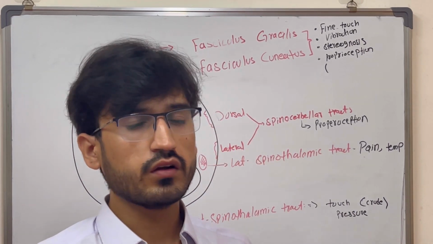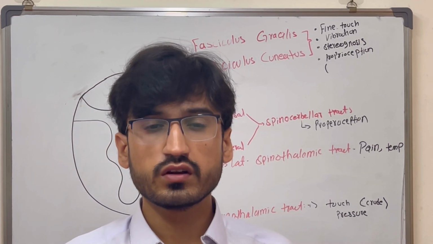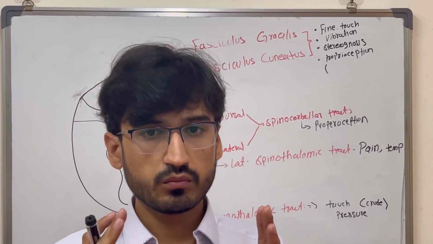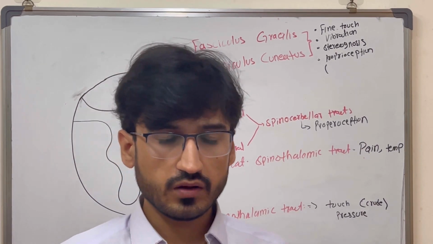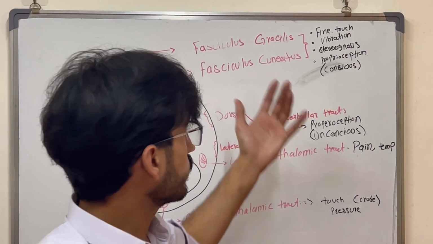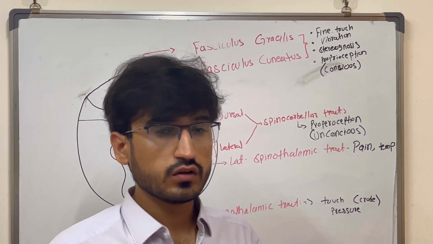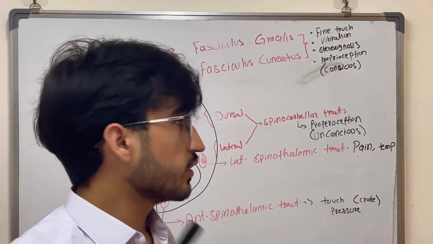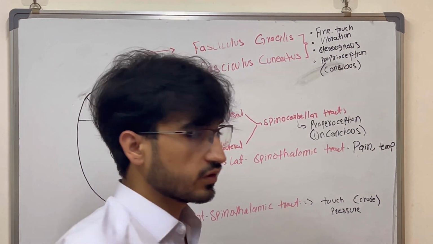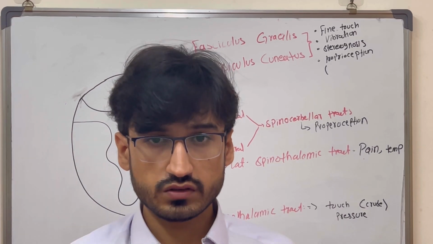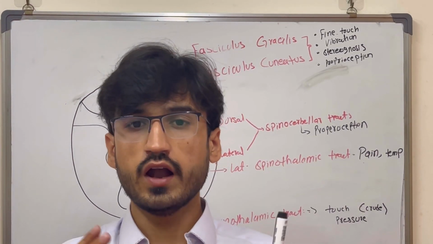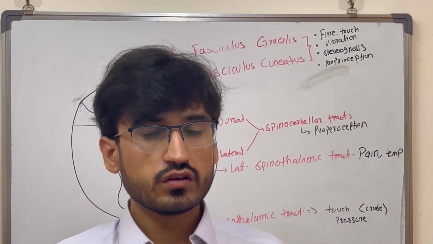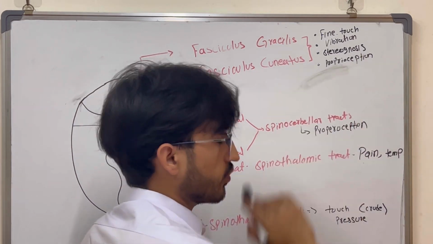So these are our ascending tracts. Ascending tracts always carry sensory information, like pain, temperature, pressure, etc. But you must know which tract carries which exact information. So let's start. Fasciculus gracilis and fasciculus cuneatus carry fine touch, vibration and stereognosis. What is stereognosis? The ability to identify an object just by touching it, without the help of the eyes or vision. That is called stereognosis.